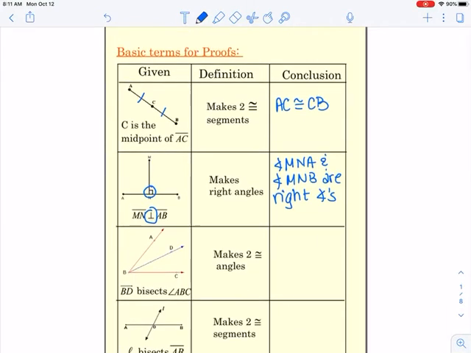Again, it seems obvious. It's all stuff that we've talked about in the past, but you're going to see them come into play in a proof in just a second. So for angle 1, we have BD bisects angle ABC. When you bisect an angle, it's going to cut it into two congruent angles. So the definition is that it makes two congruent angles, and the two angles that are going to be congruent are this angle here and this angle here. So our conclusion is that angle ABD is congruent to angle DBC.